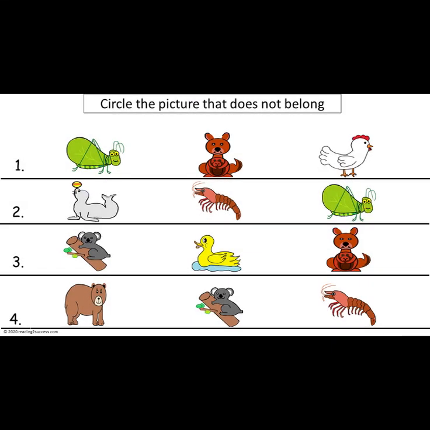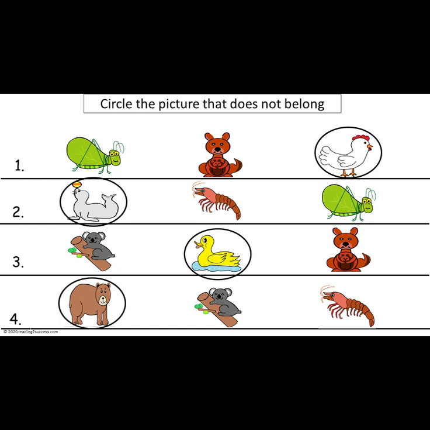In this activity, have kids circle the picture that does not belong in each row. So, together with the kids, say the pictures. K, k, katydid. K, k, kangaroo. H, h, hen. Then you have seal. K, krill. Katydid. And in row three, k, k, koala, d, duck, k, k, kangaroo. And in row four, you have b, b, bear, k, k, koala, and k, k, krill. And the answers are hen, seal, duck, and bear.